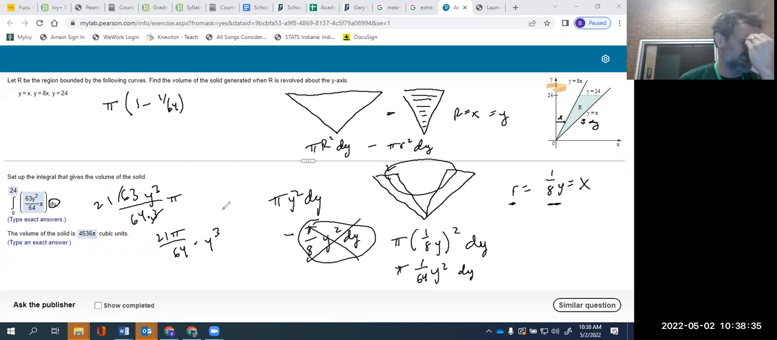And by the time we stick the 24 in there, we're going to end up with this number, I assume. 21 times 24 cubed divided by 64, 4536.